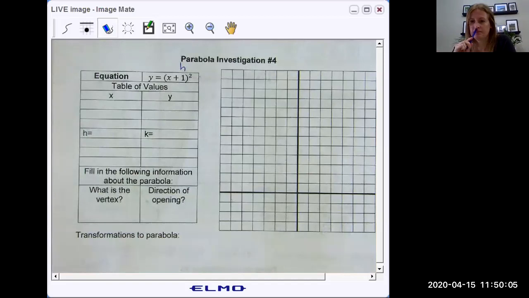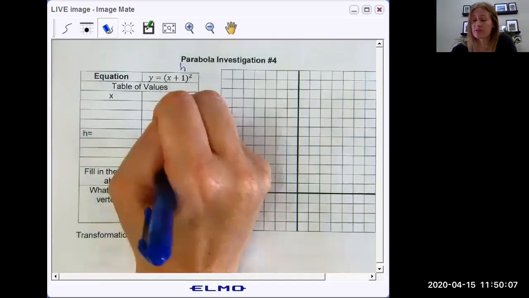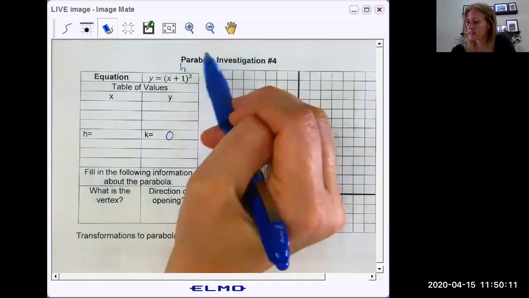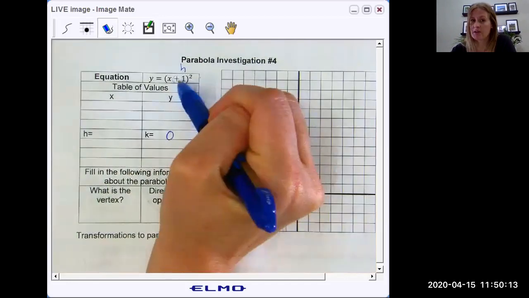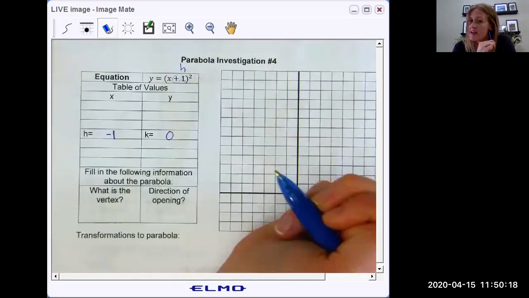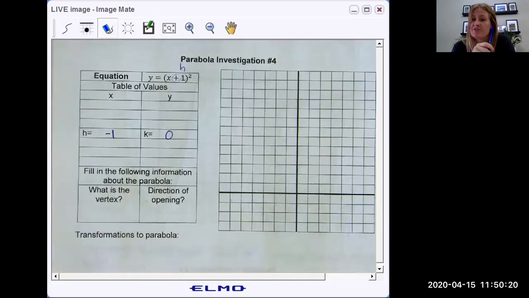All right, you guys are right. The K value is 0. It's missing, so it's 0. But we have to be careful here with this sign. Remember that when we're pulling h out of the equation, we switch the sign. So whoever said negative 1 and 0 is correct. If you said 1 and 0, you just missed that tiny little step.